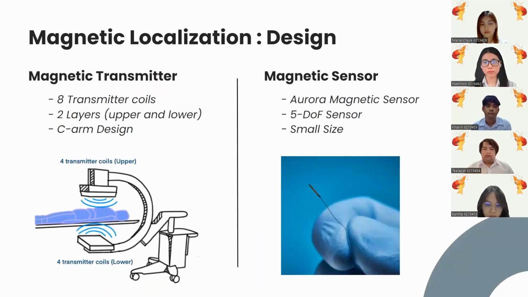For the design, there will be a total of 8 transmitter coils divided into 2 layers around the patient, as shown in the picture. Half of the transmitters are in the upper layer and the rest are in the lower. Also, we employ the C-arm design as it is well suited to our magnetic transmitter. And for the sensor, a 5-degree-of-freedom magnetic sensor is used as it is capable of detecting 3 positions and 2 rotation angles, and it is also small.